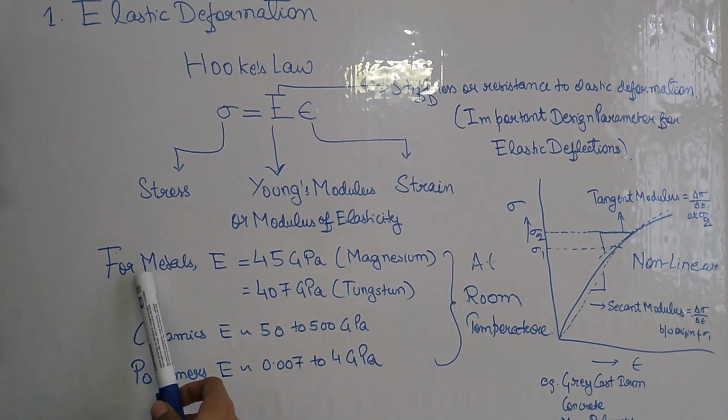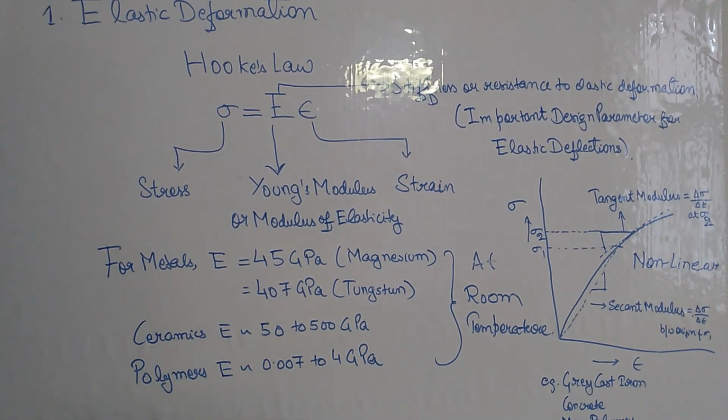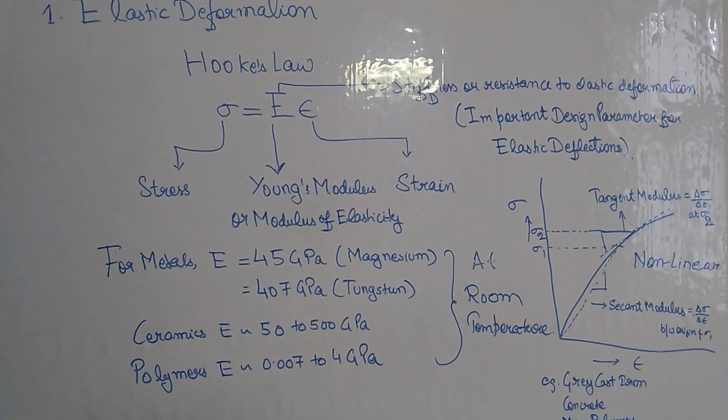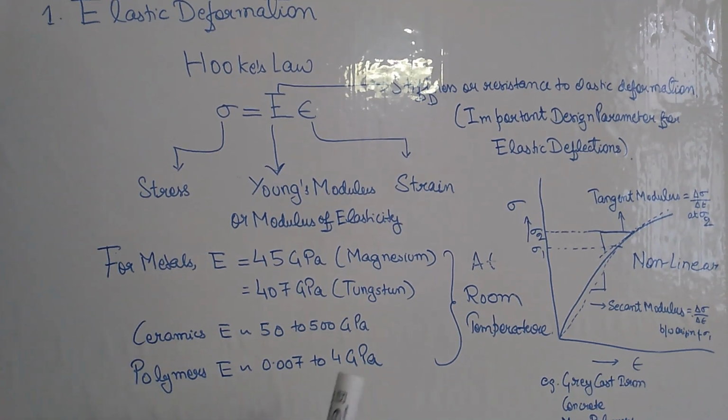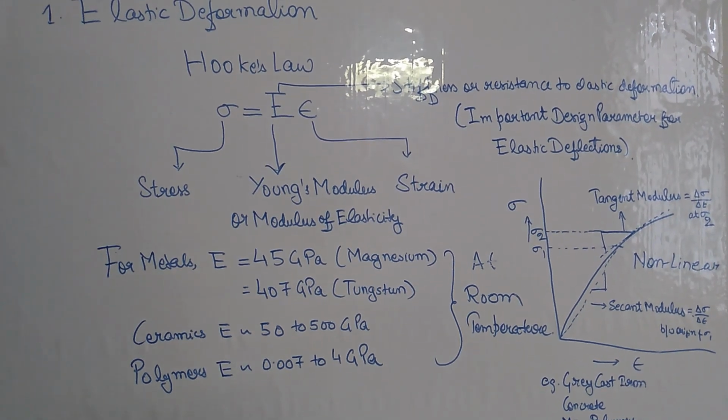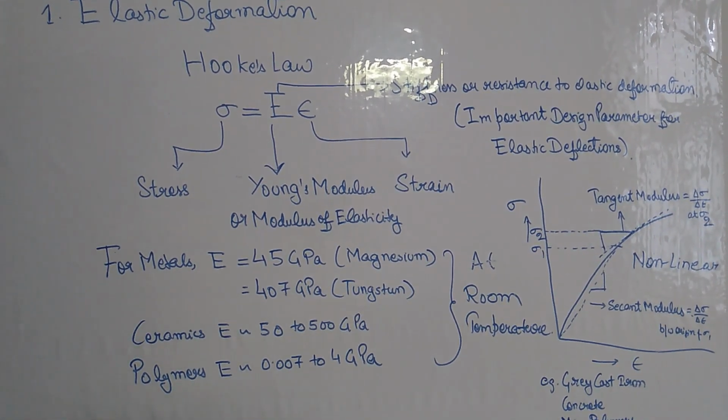Quantitatively, for metals, the elastic modulus ranges from 45 GPa for a soft metal such as magnesium to 407 GPa for a hard metal such as tungsten. For ceramics, the elastic modulus typically ranges from 50 to 500 GPa, and for polymers it is very low, 0.007 to 4 GPa.